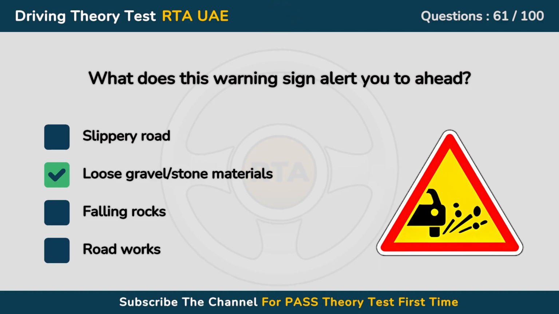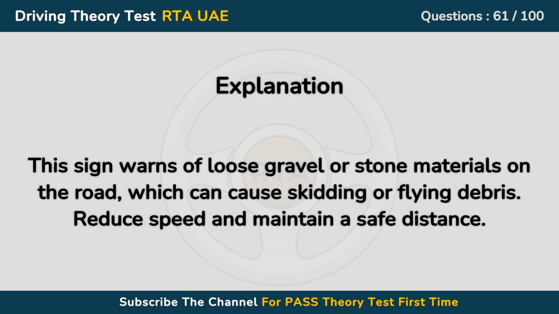Answer is B. Loose materials. This sign warns of loose gravel or stone materials on the road, which can cause skidding or flying debris. Reduce speed and maintain a safe distance.